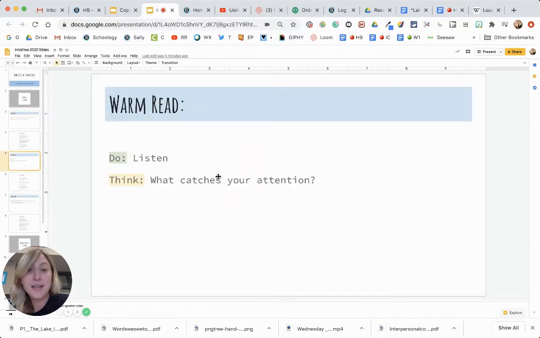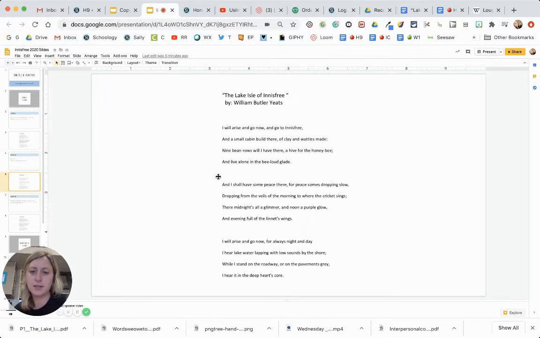All right, when you're done with your cold read and you have an initial feeling for that poem, you're going to come on back and do a warm read. A warm read is your second time through the poem. You've seen it once, you already have some initial thoughts in your head, but this time you're going to go through it more slowly. Since you've got me, I'm going to read it for you the second time around. As I'm reading it, think about what catches your attention or what you notice. All right, the Lake Isle of Innisfree.